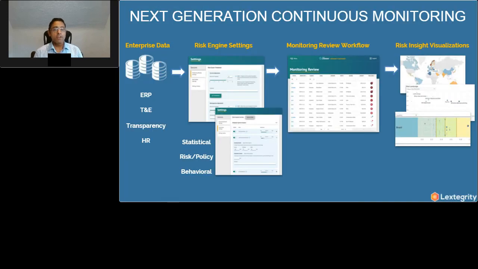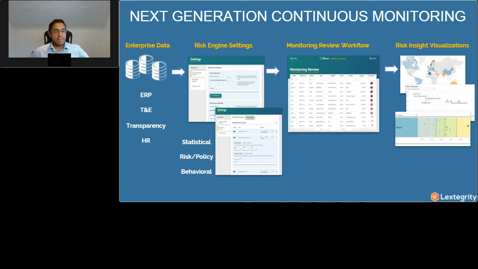And so here on this slide, we want to give folks a few seconds to digest. What we're really trying to visualize here for you is the process of what is continuous monitoring end to end. So for us, continuous monitoring starts with data. So data from your enterprise financial systems. So financial and non-financial systems. So we work today with ERPs, T&E systems, transparency systems for our life sciences customers, HR systems for HR data.